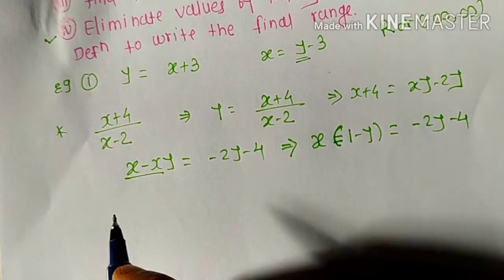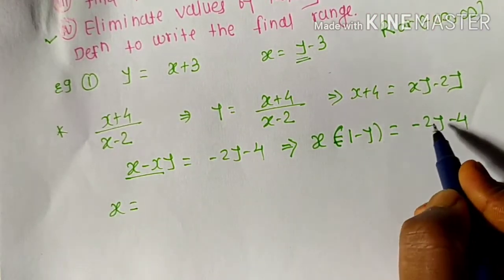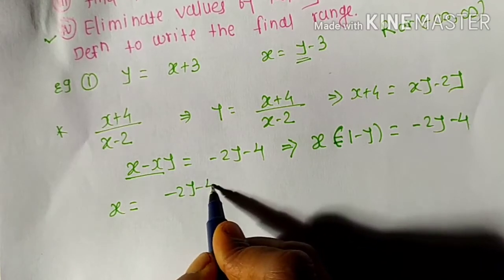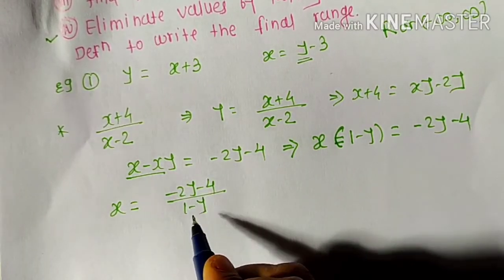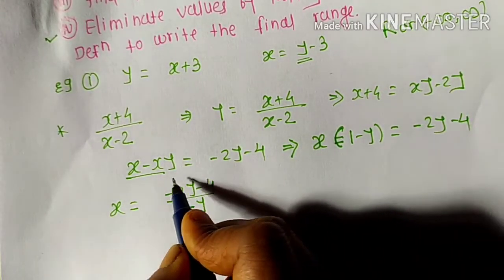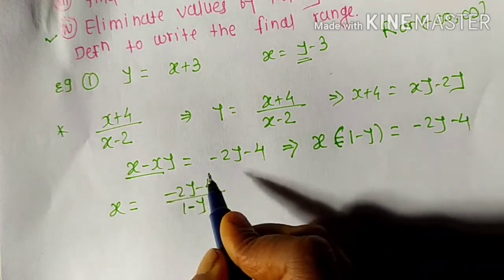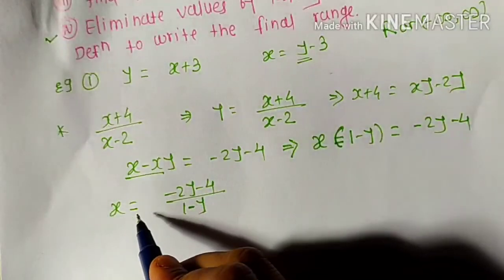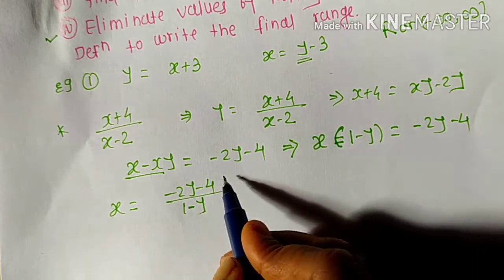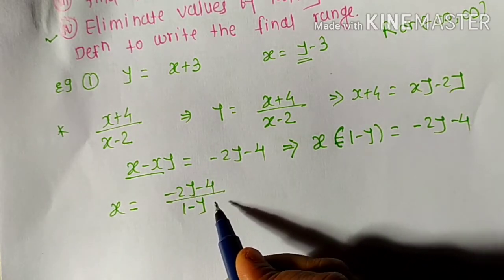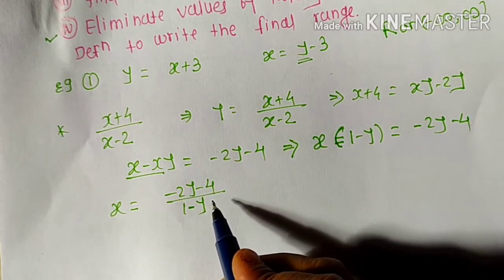Then what we get? x is equal to minus 2y minus 4 divided by 1 minus y. Then what is the domain of this? That is, find the domain of this, which is our range. Okay, means express this x in terms of y and find all the possible values of y. This is our domain.